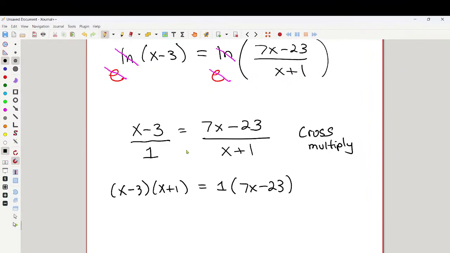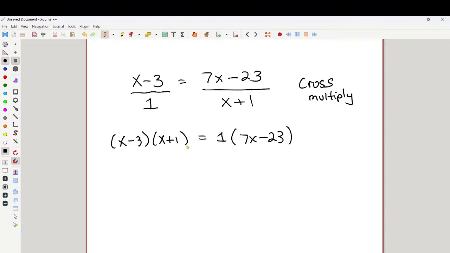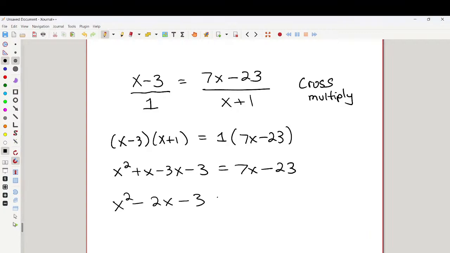Oh, I sense a quadratic coming now. FOIL on the left-hand side. Distribute on the right-hand side. The 1, that was just silly, but it's there for completeness. Combine like terms, negative 2x. Oh my God, a lot of algebra.